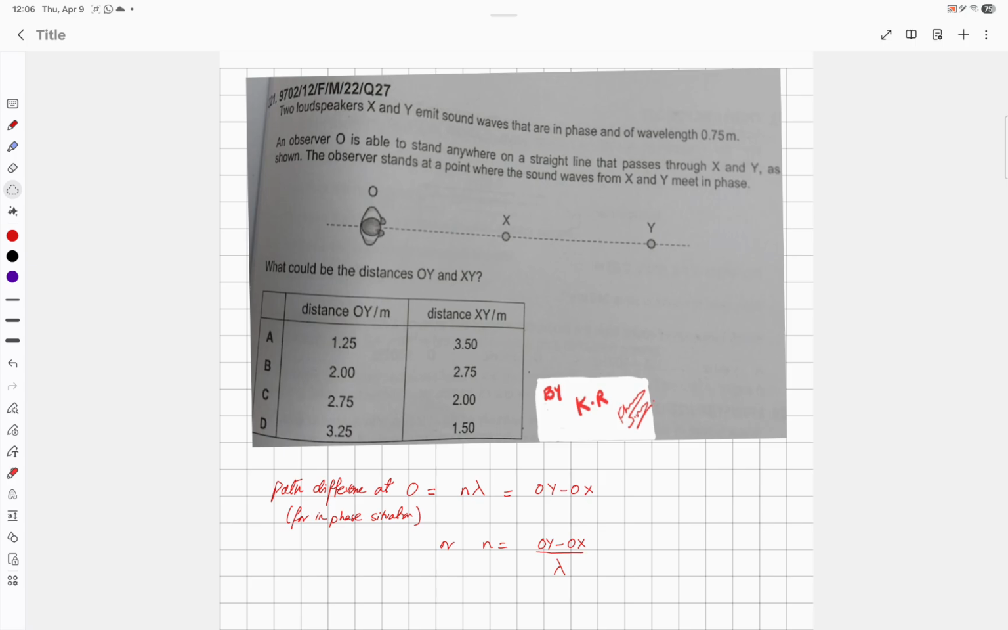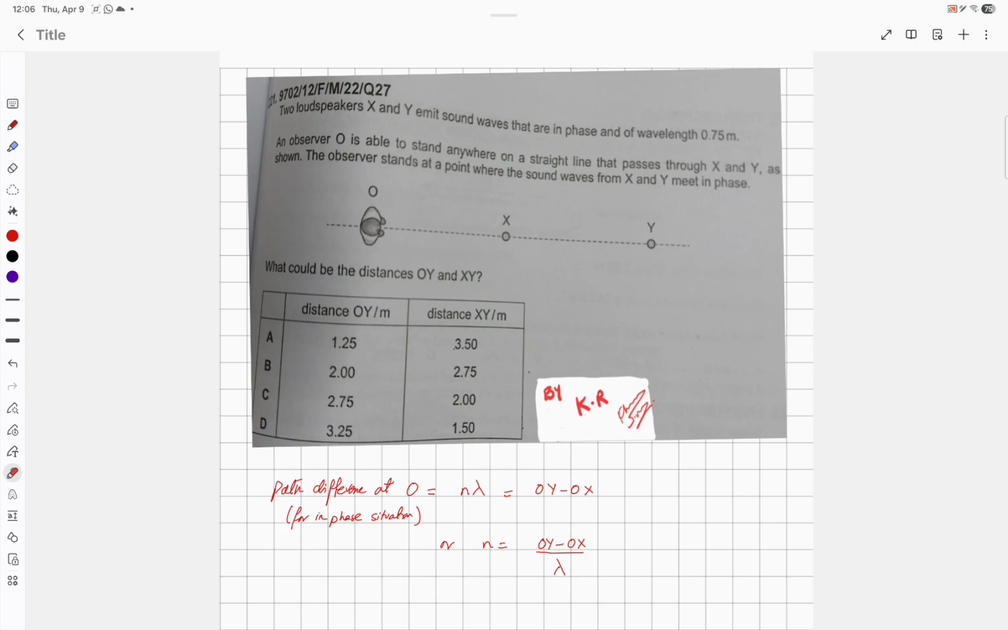So right now the observer stands at a point where the sound waves from X and Y meet in phase. This is a very important piece of information. It means the sound traveling from X towards O and the sound traveling from Y towards O meet at this location in phase, which is called constructive interference. What could be the distance OY and XY?